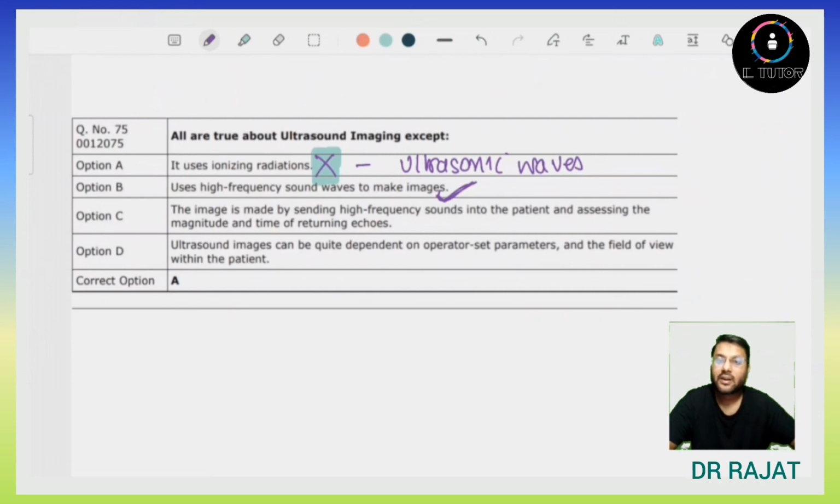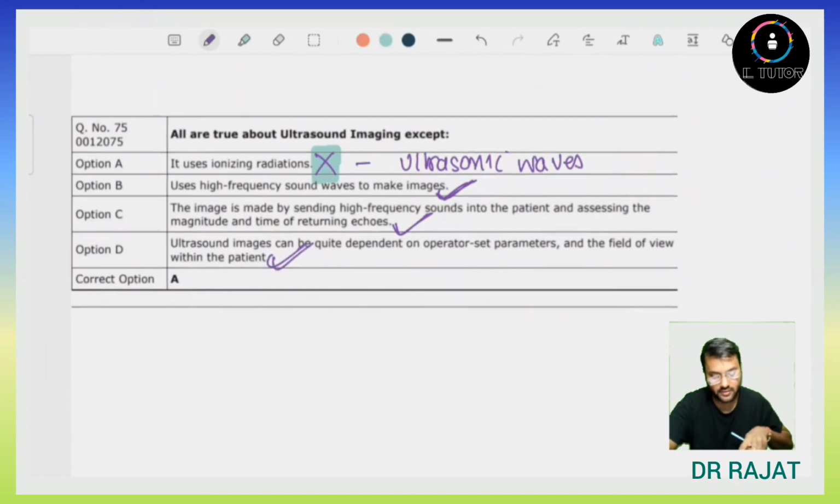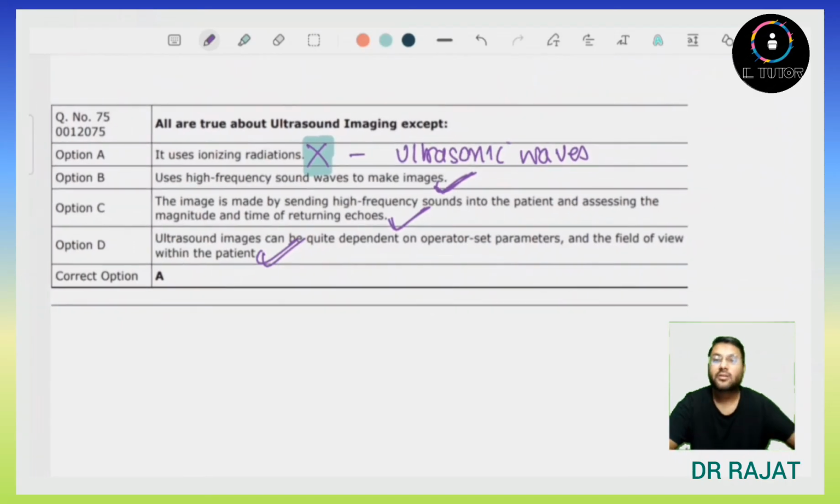The image is made by sending high frequency sound into the patient and assessing the magnitude and the time of returning echoes. This is also true. Ultrasound imaging is quite dependent on operator set parameters and the field of view within the patient. This is also true. So answer here will be option number 1, which is saying that ultrasound imaging uses ionizing radiation, which is a false statement.